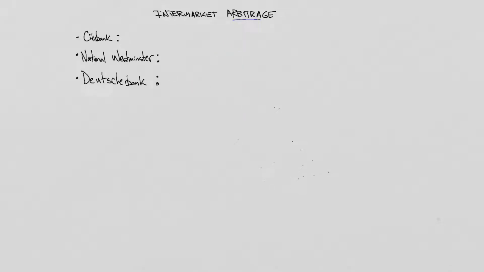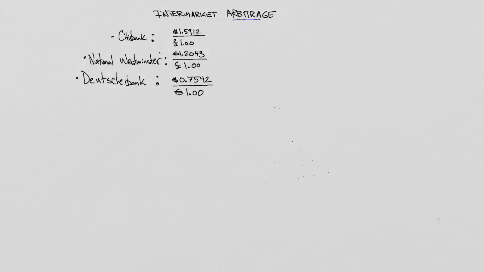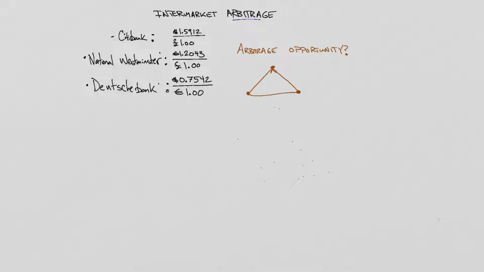I'm going to list 3 banks here: Citibank, National Westminster, and Deutsche Bank. And each is offering a different currency rate. Notice how Citibank is offering dollars per pounds, National Westminster is offering euros per pounds, and Deutsche Bank is offering something different, dollars per euros. So we can see if there's an arbitrage opportunity here by doing the following. We're going to start out with one currency, switch it to another, and then see if we can loop back around to that original currency.